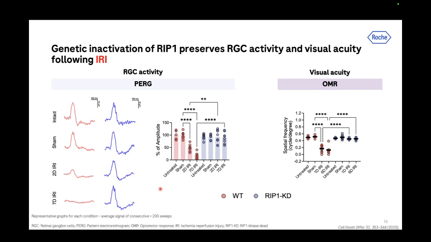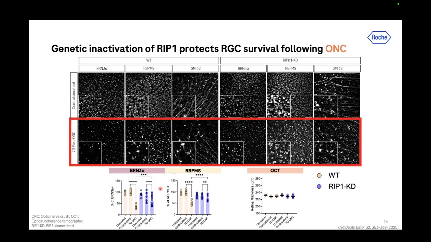PERG tells us the RGCs are still active. OMR tells us the brain still sees, and structure without function is not meaningful. So this is a very valuable readout that we examine afterward. This data confirms that RIP1 kinase inactivation protects both structurally and functionally. To test whether the protective effect of RIP1 inactivation generalizes beyond ischemia reperfusion injury, we test a second model, optic nerve crush, which induces mechanical retrograde RGC degeneration.